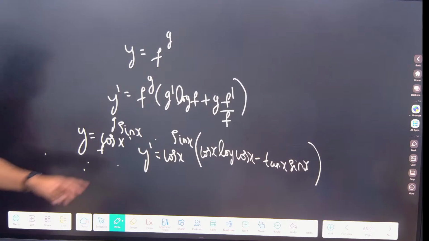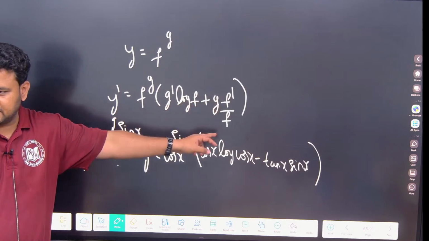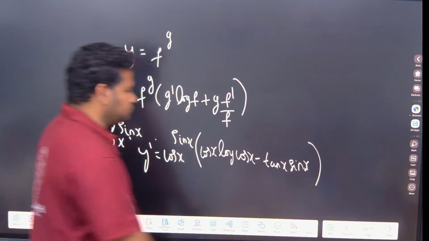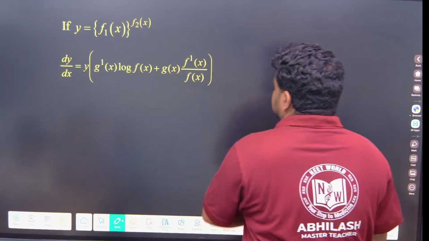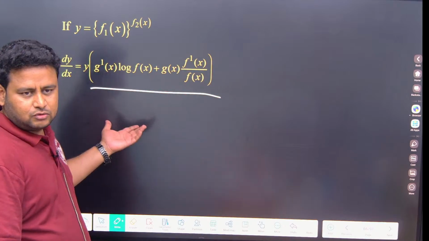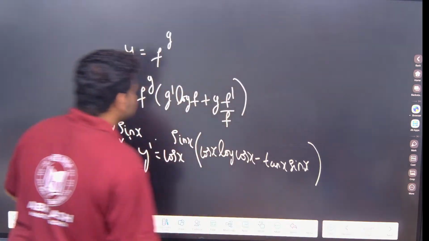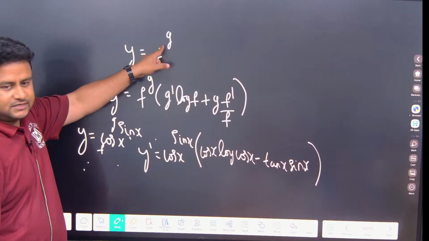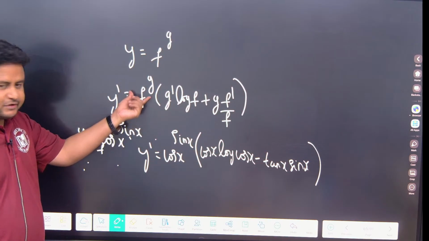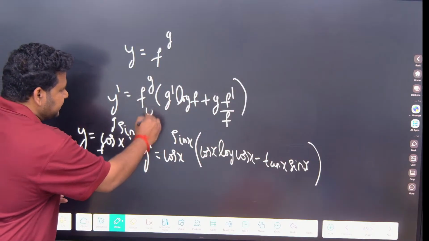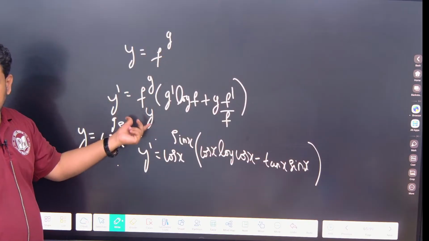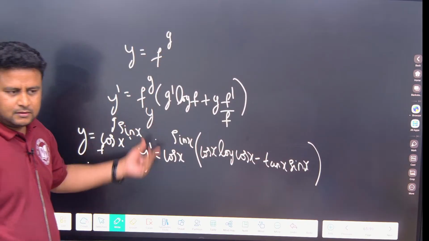Fine, okay. So log f plus f dash by f, clear, got it, understood? Now proceeding with this, same thing they have given as the formula here, that is what I told you. If they give y is equal to f power g, then in the formula, instead of f power g you can also write y, because y is f power g. Clear?